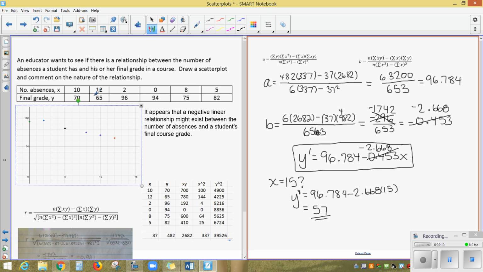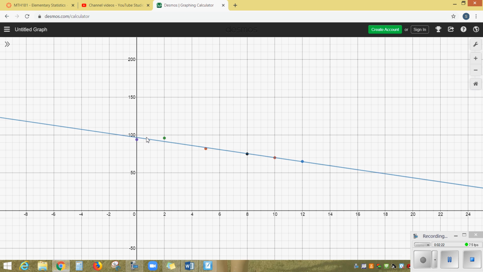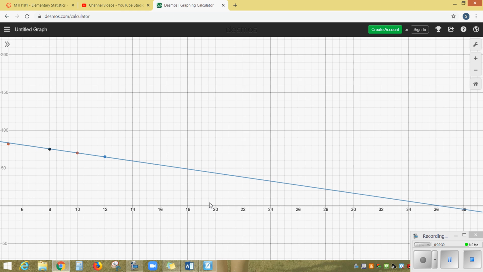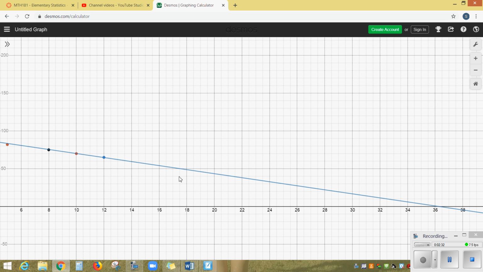But if we get too far away, and of course you can't have fewer than 0 absences, but if I said, well, what happens if a student misses 35 times? That is way outside the scope and the realm of our dots. We don't go past 12, so to try to make a prediction clear out here at x equals 35 may not be realistic.